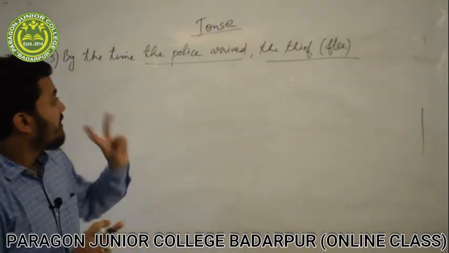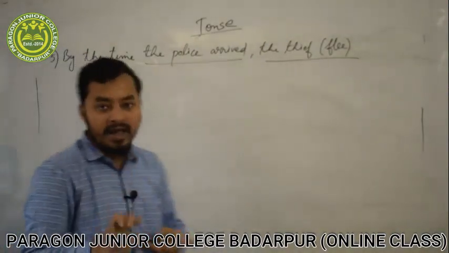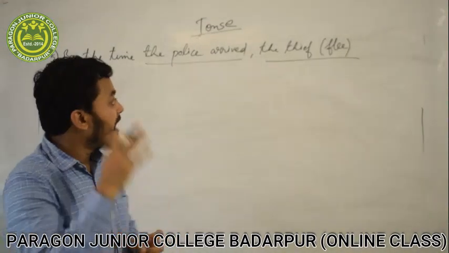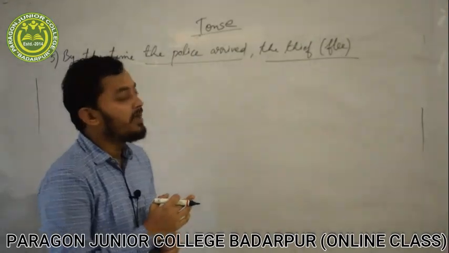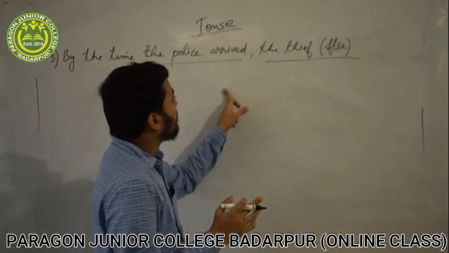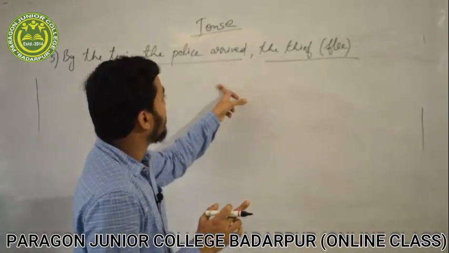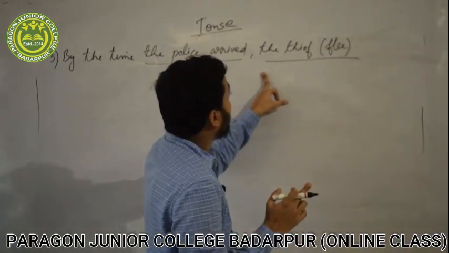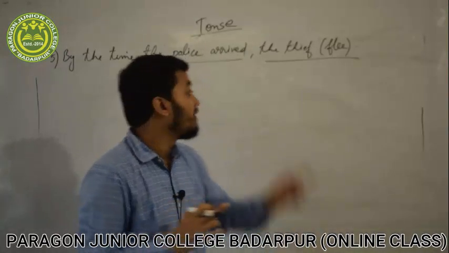There is a rule. If two actions are taking place in the past, then the action that took place first is put in which tense? Past perfect tense. And the action that took place later is put in which tense? Past indefinite tense. So see, by the time the police arrived, the thief flee. Means before the arrival of police, the thief left first. After the going of thief, the police arrived.